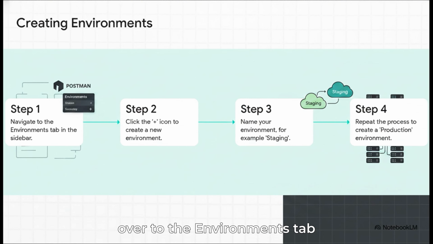And setting this up, it's seriously so easy. You just head over to the Environments tab on the left, click that little plus button, and give your new environment a name. For our purposes, we're going to create two of them, one called Staging and another one called Production. That's literally it. You're already halfway there.